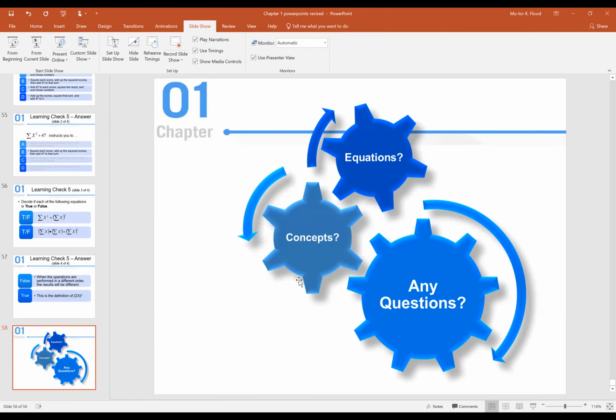You can look at that for yourself. And so that brings us to the end of chapter 1. Now you have all you need in order to be successful in chapter 1.